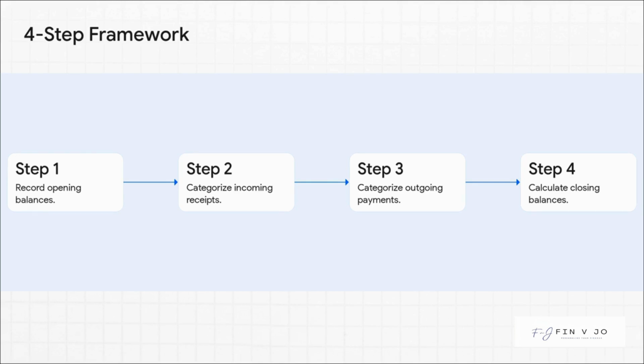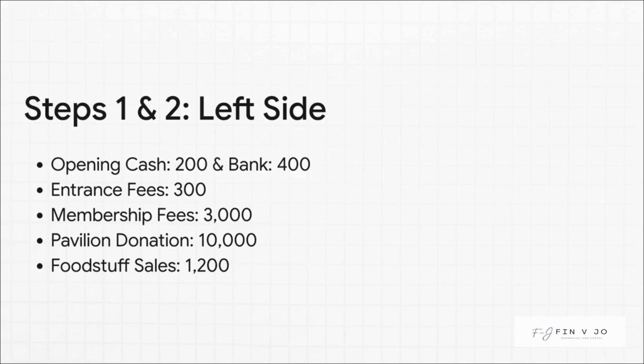Step 3, go back through and categorize only the money going out, your payments. And finally, step 4, calculate your closing balances to make the whole thing match up. Let's execute steps 1 and 2 right now on the left side of our ledger. First up, we debit our opening balances. So cash in hand was $200 and cash in bank was $400.